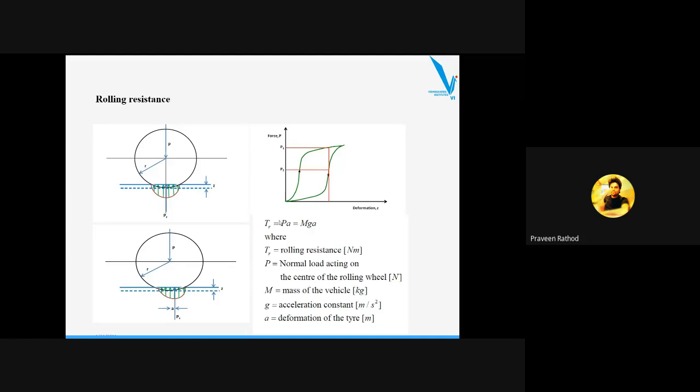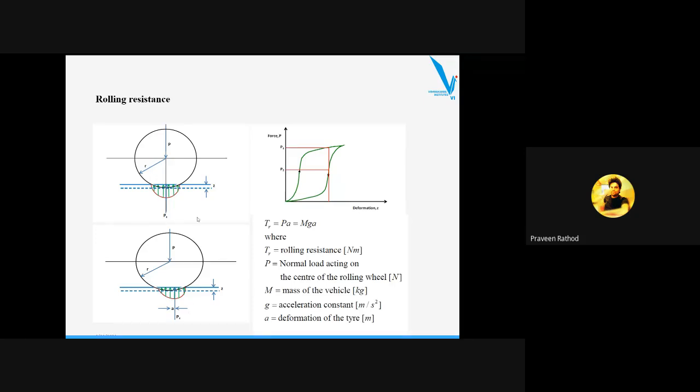P can be written as W, or we can write P as load. Any kind of parameter can be indicated with the help of load. So P can be replaced with mg into A, where TR is the rolling resistance, P is the normal load acting on the center of the rolling wheel, M is the mass of the vehicle, g is the acceleration due to gravity, and A is the deformation of the tire, which can be indicated over here.